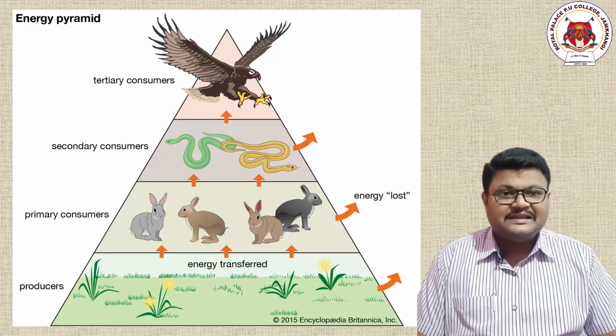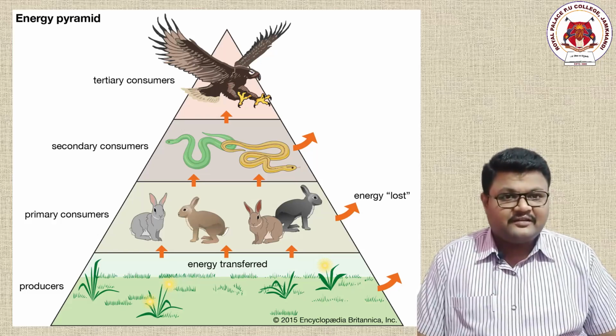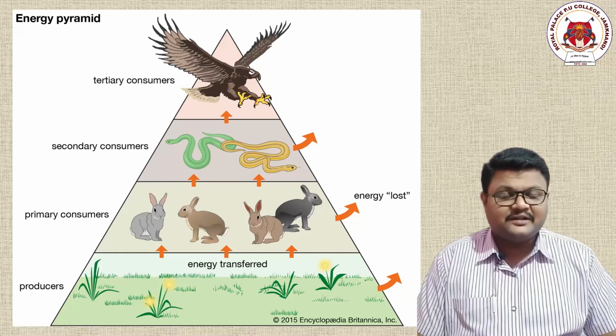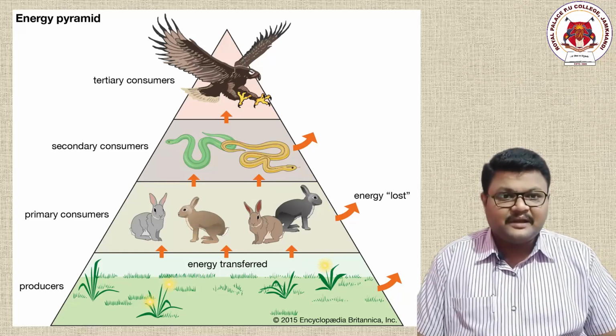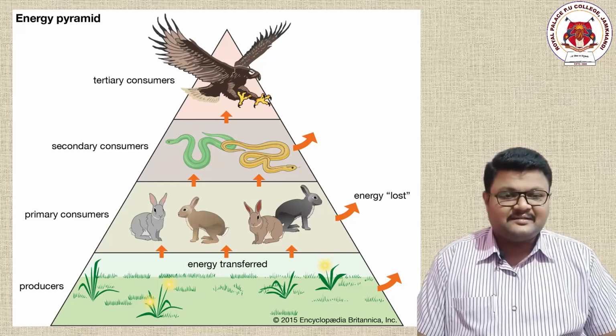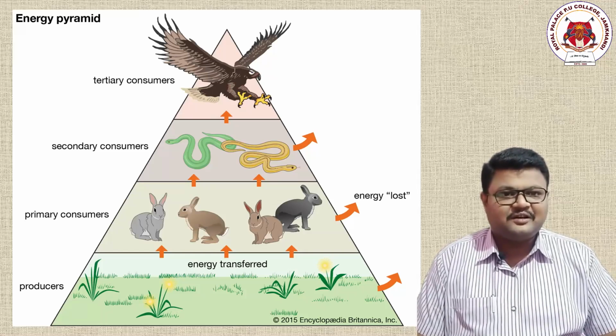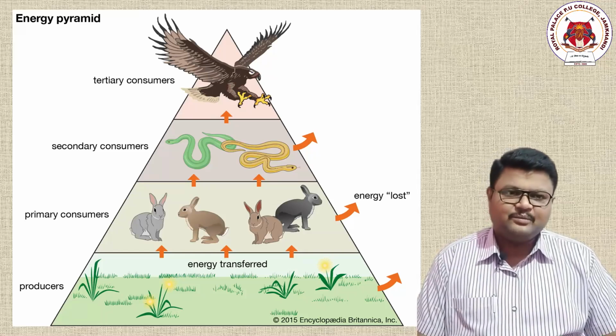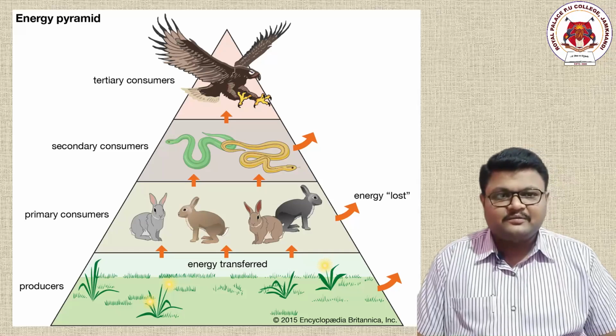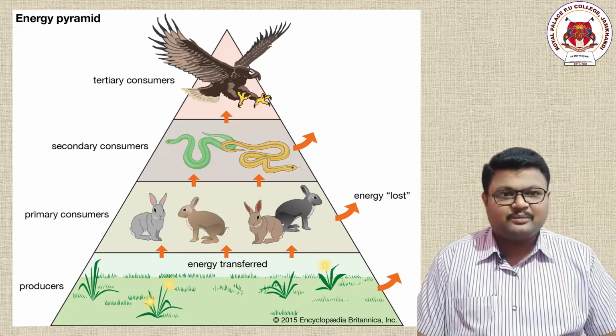So snakes eat rabbits. Snakes are also called heterotrophs in nature, and they are also called secondary consumers. Remember, primary consumers are in general called vegetarian or herbivorous in nature, and secondary consumers in general are called non-vegetarian or carnivorous in nature. Both are heterotrophs only. Now from the diagram, you can once again observe there is an eagle or hawk.